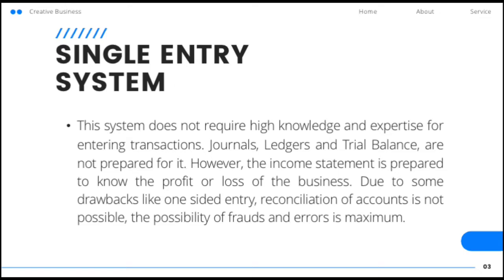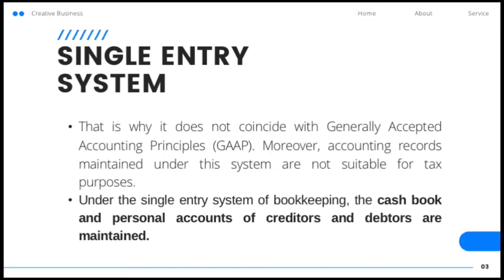Due to some drawbacks like one-sided entry, reconciliation of accounts is not possible. The possibility of frauds and errors is maximum. That is why it does not coincide with generally accepted accounting principles or GAAP. Moreover, accounting records maintained under this system are not suitable for tax purposes. Under the single entry system of bookkeeping, the cash book and personal accounts of creditors and debtors are maintained.